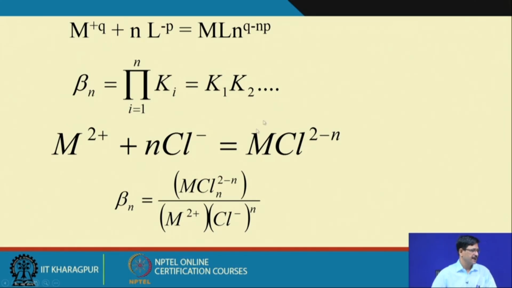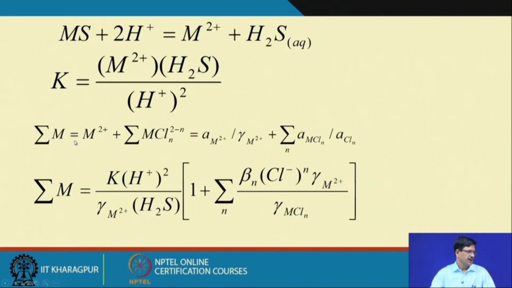the next slide. So, here the combination is that suppose a bivalent metal with 2 plus charge and n number of chloride ions forms a metal chloride complex, then this will be forming a complex which will be MCln 2 minus n, and the equilibrium constant is expressed as the concentration or the activity of this complex which has got a charge of 2 minus n, and this is how the concentration can be expressed.